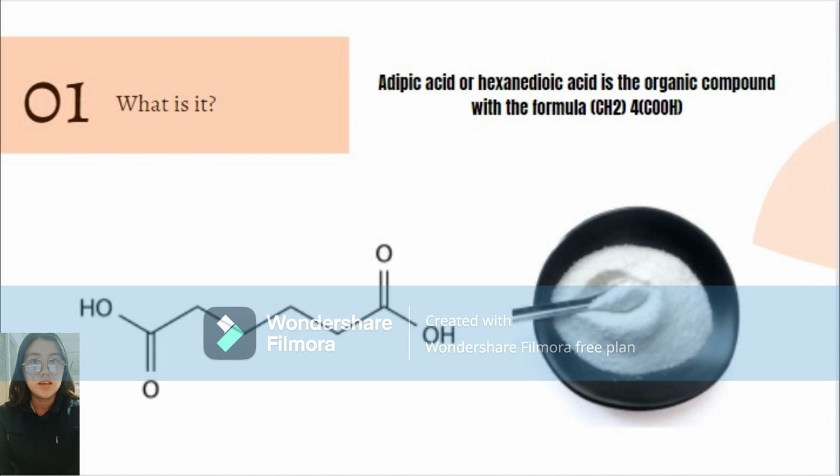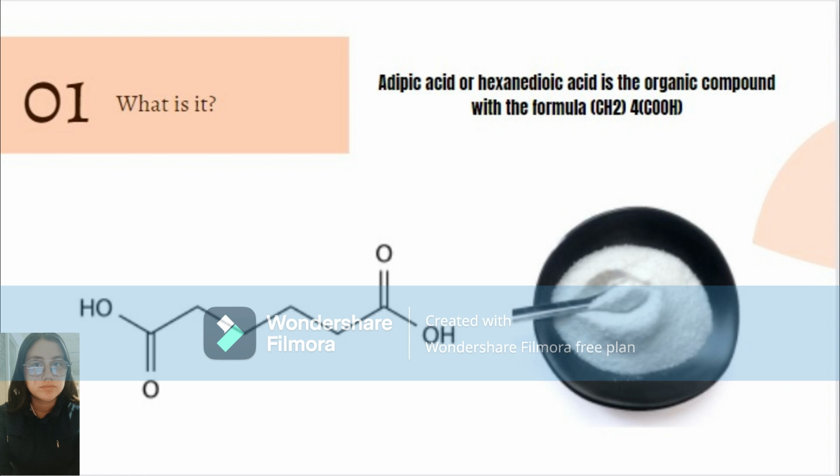One, what is adipic acid? Adipic acid is an organic compound that occurs as a white crystalline powder. It is considered the most important dicarboxylic acid in the industrial field. It is odorless and slightly soluble in water, but soluble in alcohol and acetone. It is known for its ability to degrade oil by oxidation.